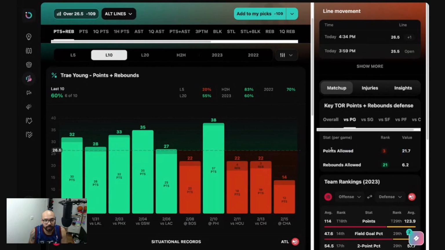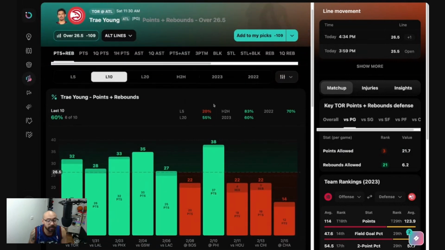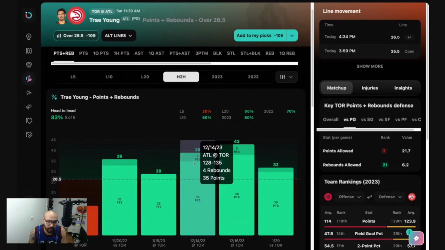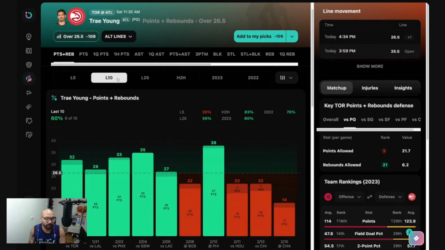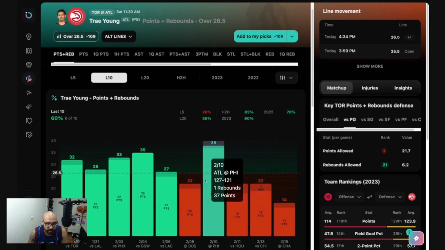So the Toronto Raptors allow the third fewest points to point guards on the season, but with players like Trae Young, you can throw that matchup out the window because he tortures the Toronto Raptors, right? Doesn't matter how hard you make the matchup, this man probably still delivers. Looking at his recent form, his rebound prop of 2.5, he's only covered that twice in his last 10 games.